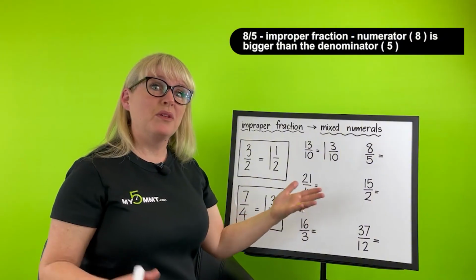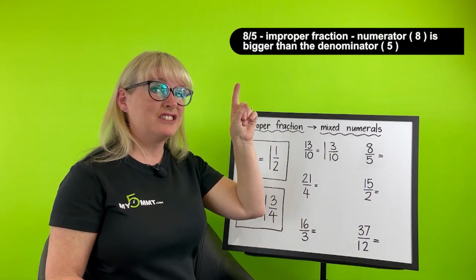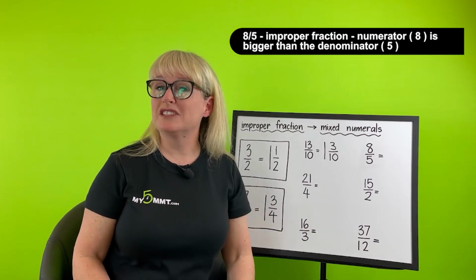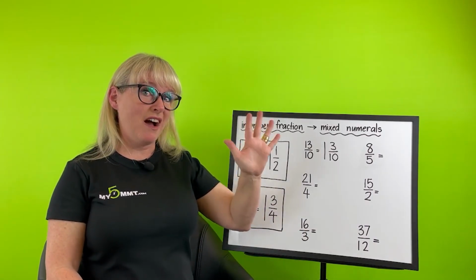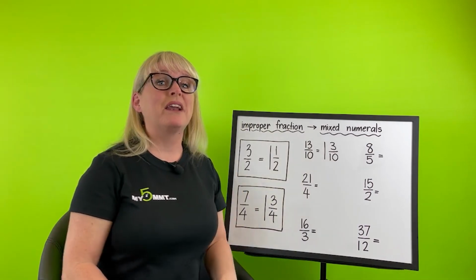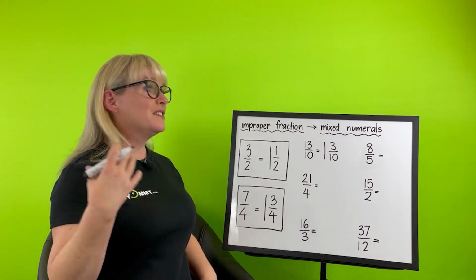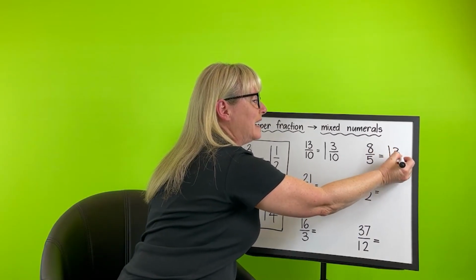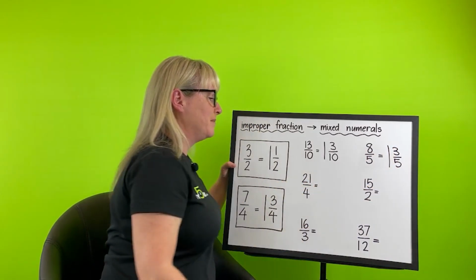8 fifths. Well, that's an improper fraction. The 8 is too big for the fifths, the 5 on the bottom. So we're going to change it to a mixed numeral by saying if I had 5 fifths, that's one whole, but I've got 6 fifths, 7 fifths, 8 fifths. I've got one complete whole and 3 fifths left over.